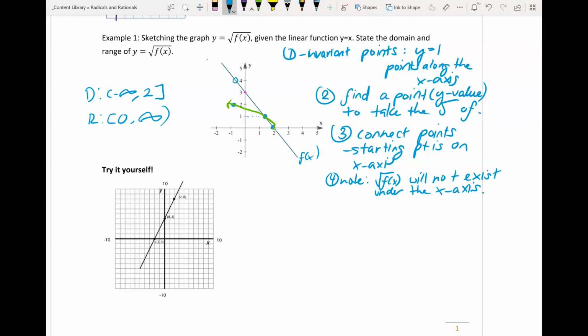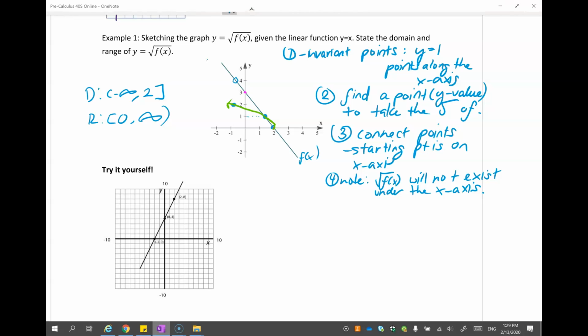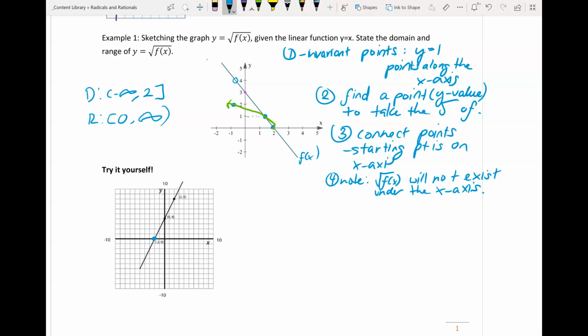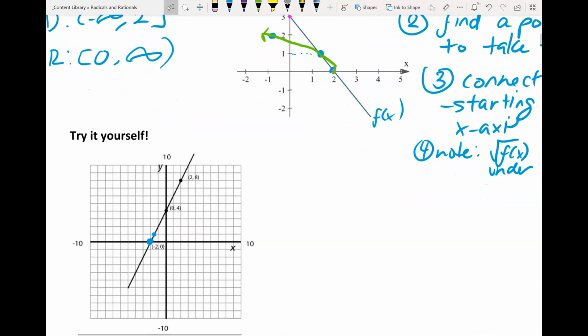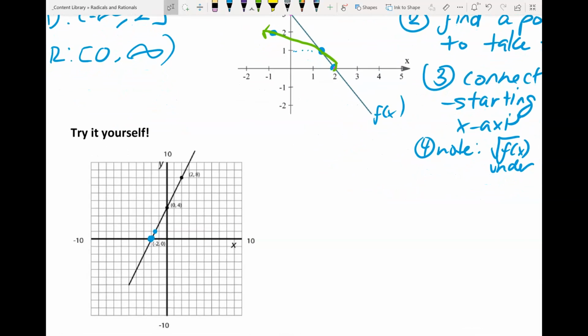Okay, so you've been given another linear graph. The first thing you're going to do is graph the invariant points, which is on the x-axis and at y equals 1. Your next step is to find a point that you can take the square root of, and it looks like we can take the square root of 4 here, which is 2. Remember to keep your x value the same. Then we can connect these points and extend. And that's it for that graph.